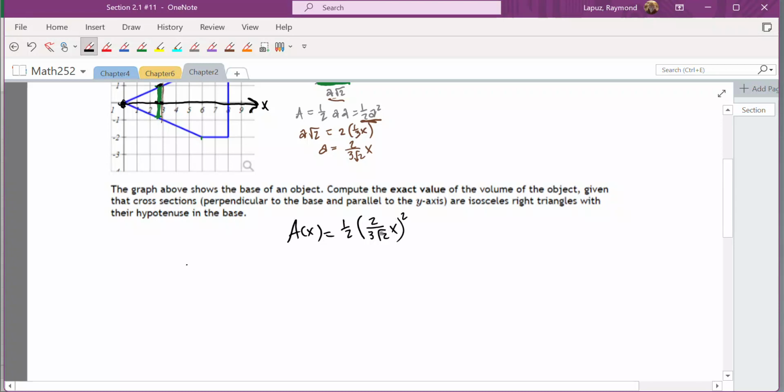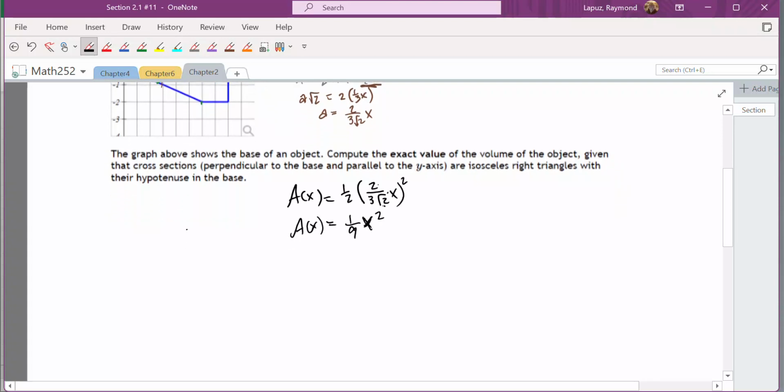I think this will become a 2 squared, and this will become a 2, so that'll cancel one of the 2's, it'll cancel another 2 here, and then we will have a 1/9 for the 3 cubed and then x squared. All right, so that is our A of x.